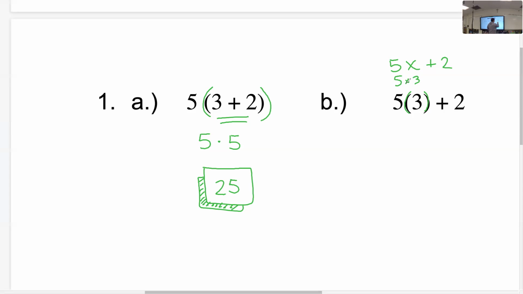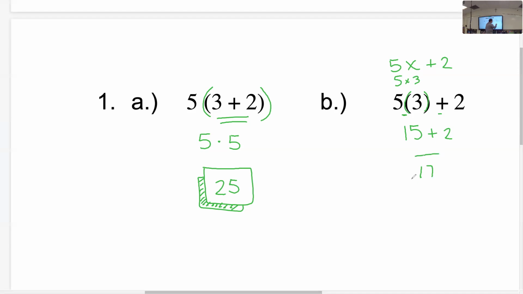So here, if you do this at home, first thing you would do is 5 times 3, right? You have a choice between multiplication and addition, PEMDAS. Okay, so we do this. And then all I'm left with is this addition. Okay, so my answer is 17.